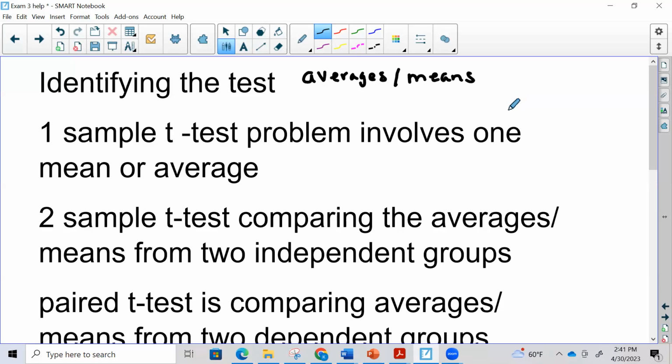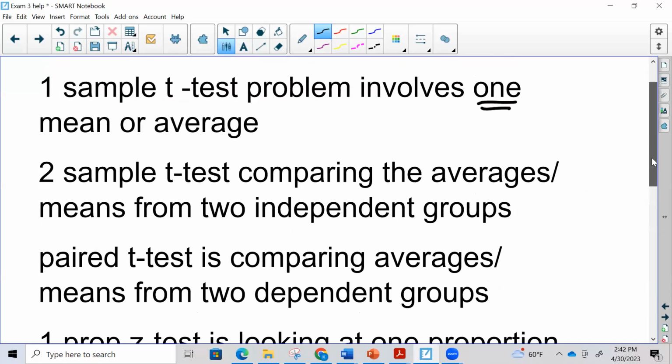And then from there, what you have to figure out is what type of t-test, because we have 3. We have a one sample t-test, a two sample t-test, and a paired t-test. So a one sample t-test always involves one mean or average. So you have one group, you're taking a sample of that group, and you're comparing that average or mean to the existing average or mean, or the believed average or mean for that set of data. So again, it has one sample.